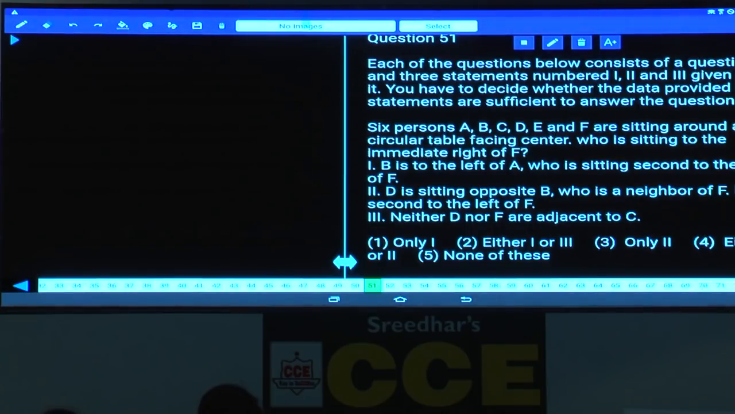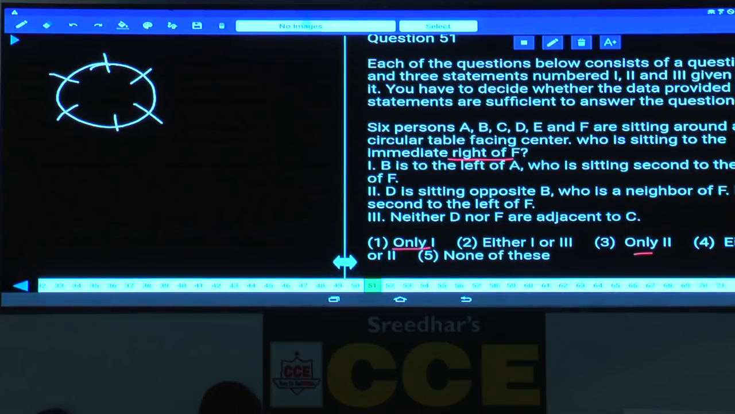Then coming to this one. 6 persons are seated around a circular table. Now 6 persons, 1, 2, 3, 4, 5, 6 are seated around a circular table and facing the center. Who is seated to the immediate right of F? Now the question is about what? Who is to the immediate right hand side of F? Then in order to do this one, check out here, only 1 is there, only 2 is there and so on. Individual statements were there.